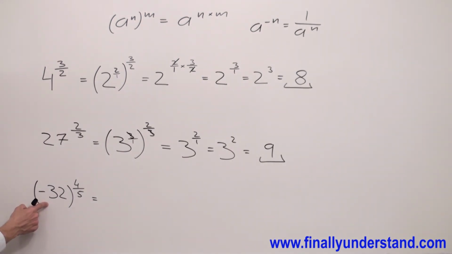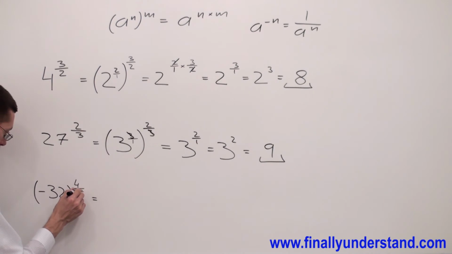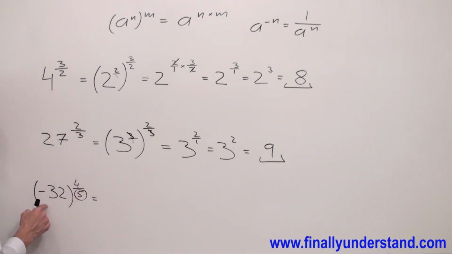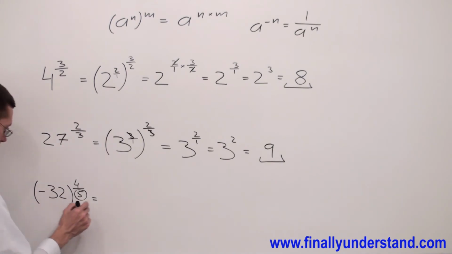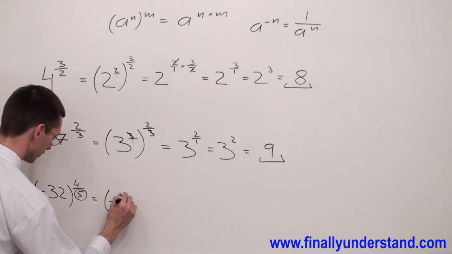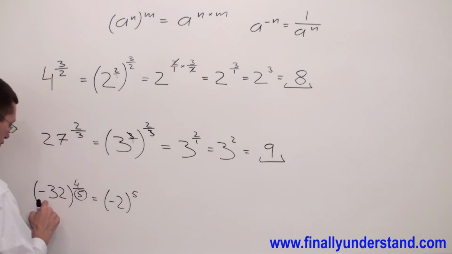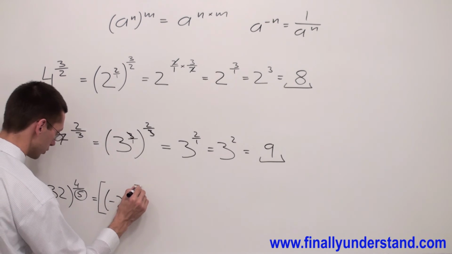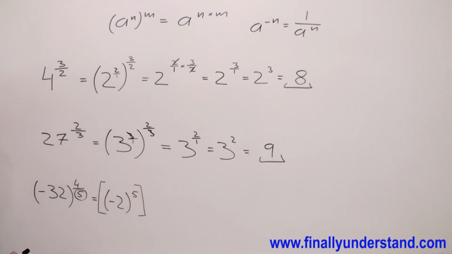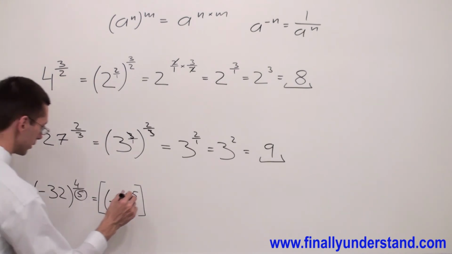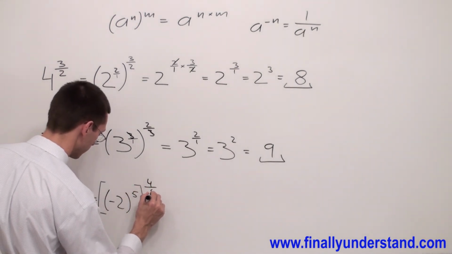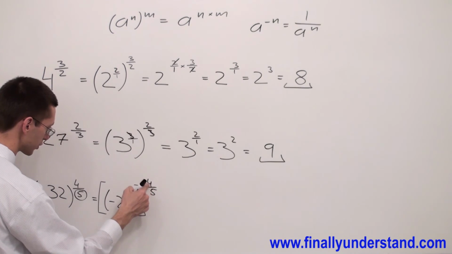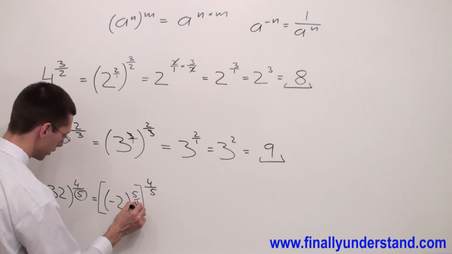Let's take a look at this example. I have negative 32 raised to the power 4 over 5. Okay, I ask myself the question: what number raised to the fifth power is going to give me negative 32? Okay, minus 2 raised to the fifth power is going to give me minus 32. Okay, I'm going to use brackets in order to see my problem better, and I'm going to copy down this exponent 4 over 5. Because I have a fraction outside of the brackets, I'm going to also make a fraction inside of the brackets.